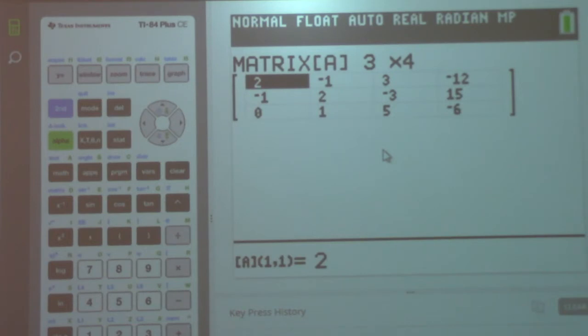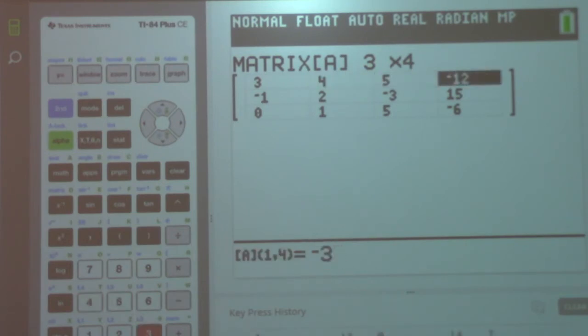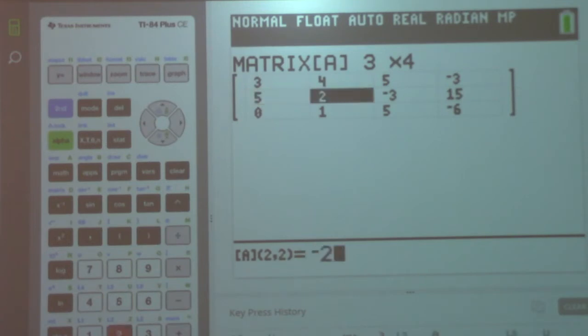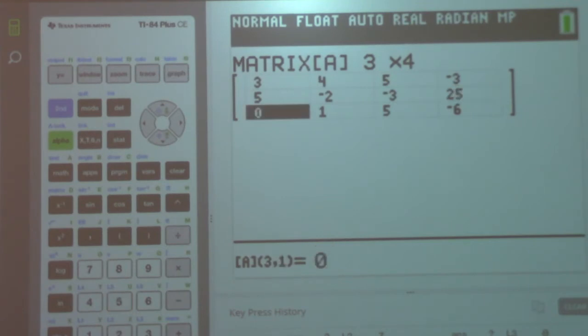The first row is 3, 4, 5, -3. That's our first row in our augmented matrix. Then we have 5, -2, -3, and 25. And then we have 9, -1, 4, -12.